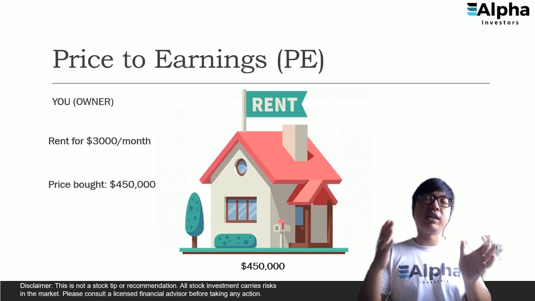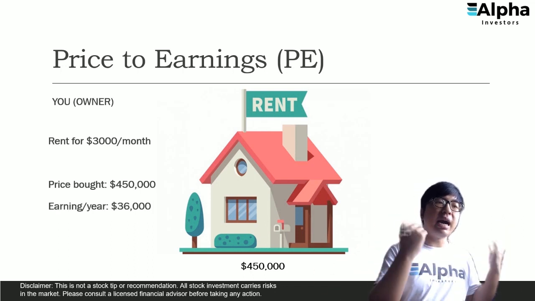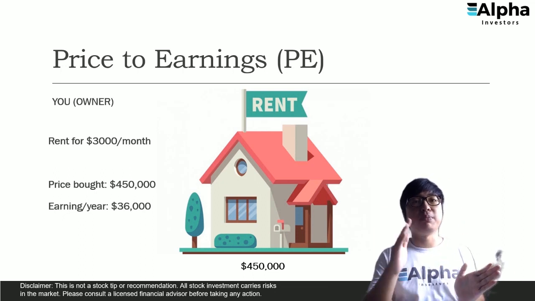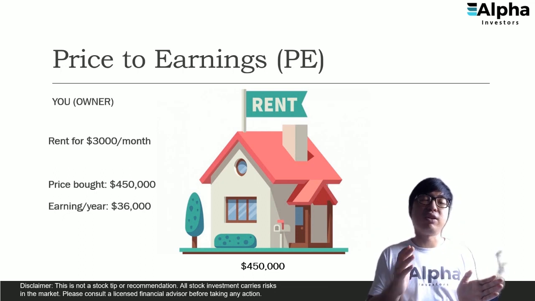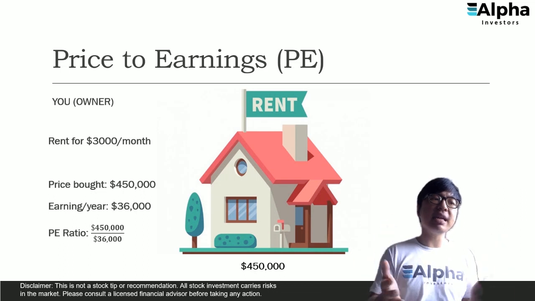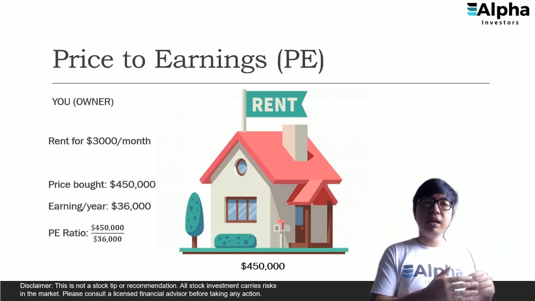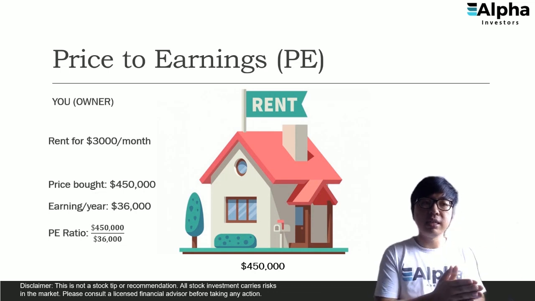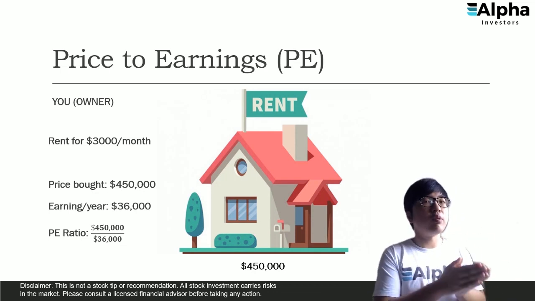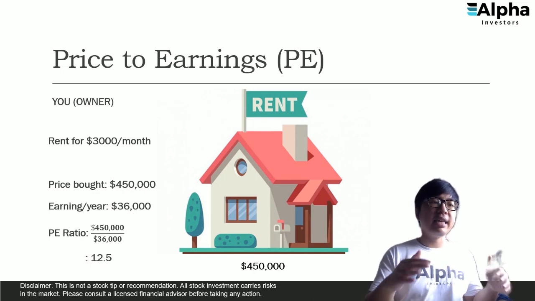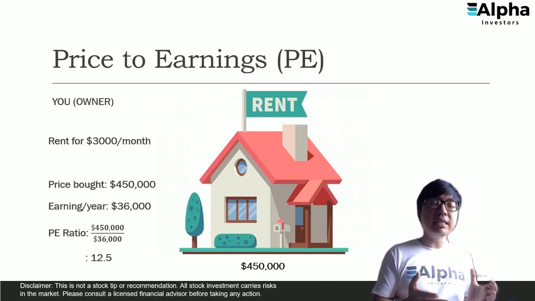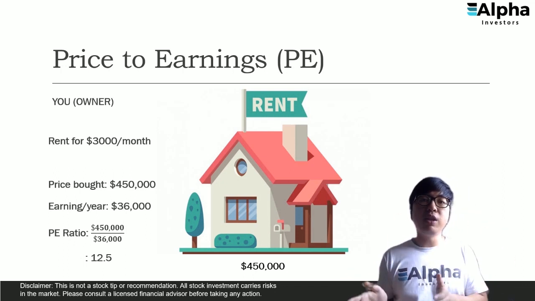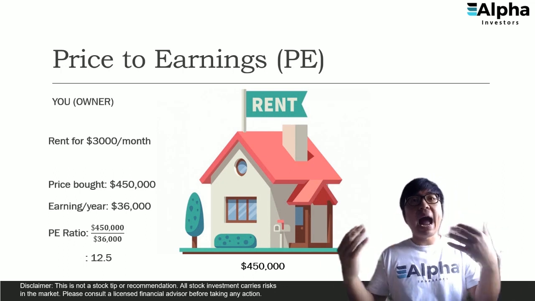So here's how the breakdown goes. You bought the house at $450,000. You rent it out, and the earnings per year is $36,000, because $3,000 times 12 months gives a total of $36,000 a year. Now, the price to earnings ratio: you take the price and divide by your earnings. Your price is $450,000, divided by the earnings of $36,000. You get 12.5. In this situation, it is below 15. When it's below 15, it tells you it's kind of undervalued.